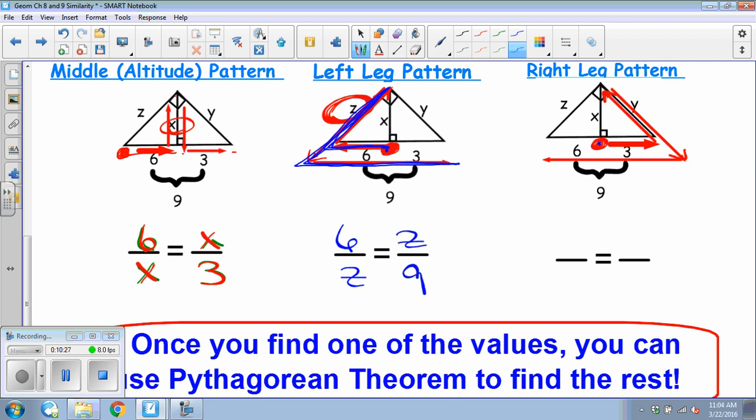You get it? Okay. I don't care what's in those places. They could be numbers, it could be variables, it doesn't matter. That's how you set up the proportion. Yes, it's the same thing on the right leg pattern, on the right side. Okay? Middle, left, and right. So on the right, again, you start in the middle. So it would be 3 over Y equals Y over 9.